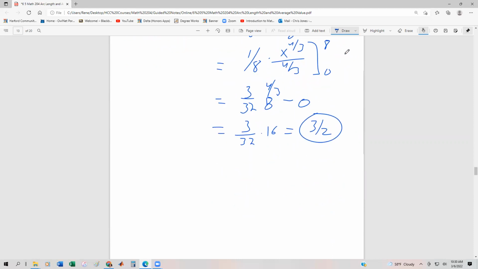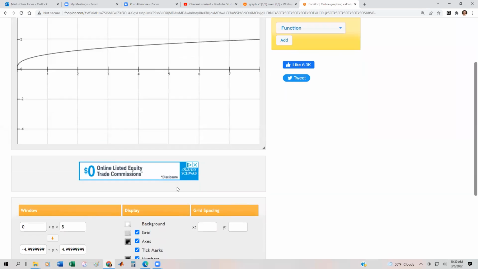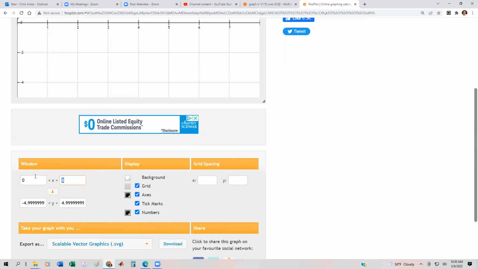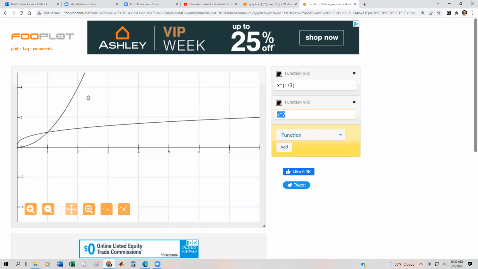Okay, so first graph, and I'm going to use Fooplot to help me out. All right, so here's our graph of x to the 1/3, from 0 to 8. So what I did was I just went down here, I changed the x from 0 to 8. And then the other thing I'm going to do is I'm just going to add another function that's a constant of 3/2. And so this is the average value of the function. Okay, so it just is a line right here that goes right through there.